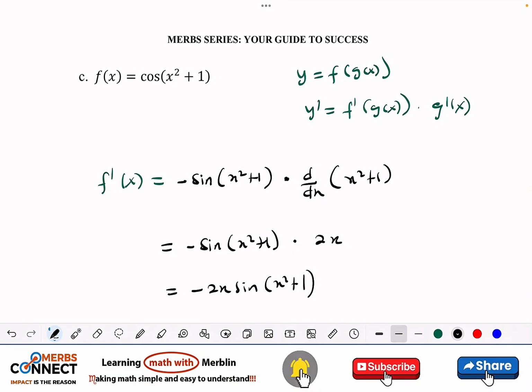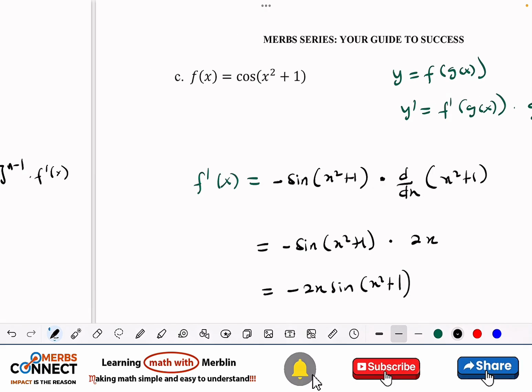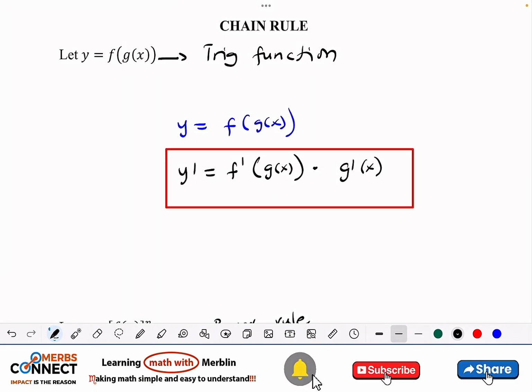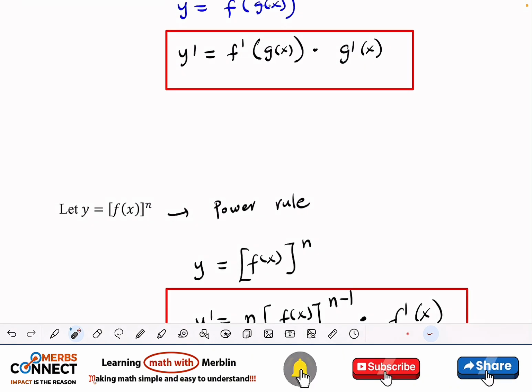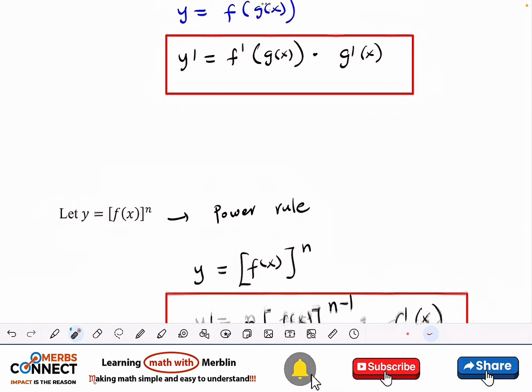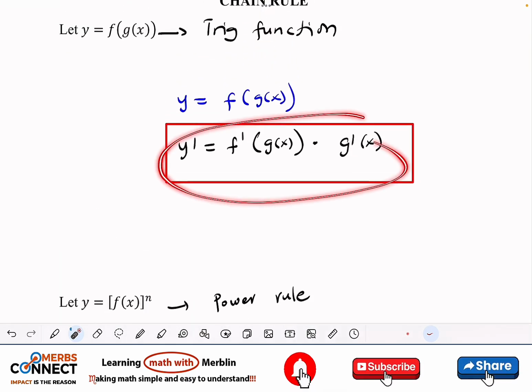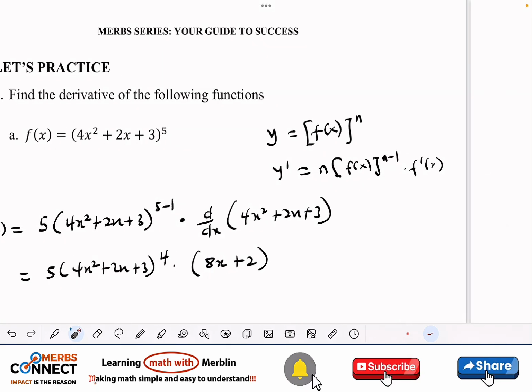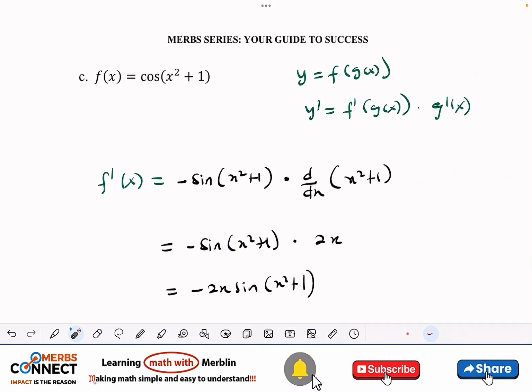So please remember when to use the chain rules. We have two of them, when to use this and then when to use this. You use this whenever you see that it's to the power n, the function is all to the power of something. And you use this one when the trig function is just a composite function. For example, the one that we just did here.